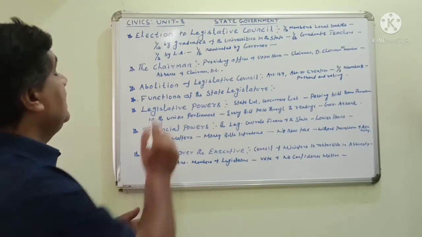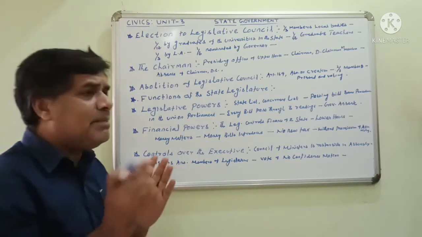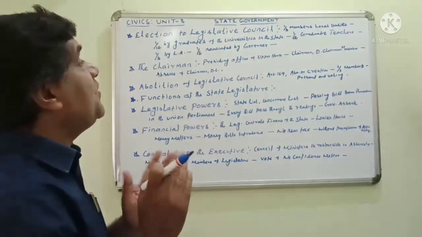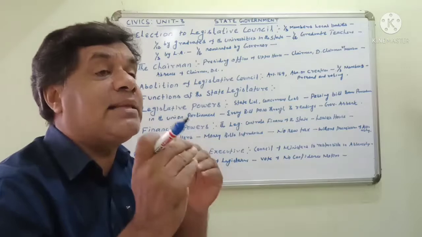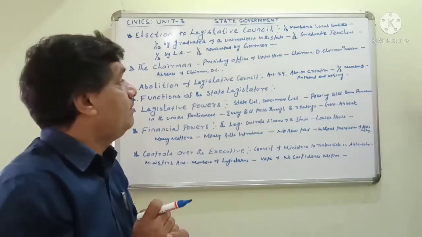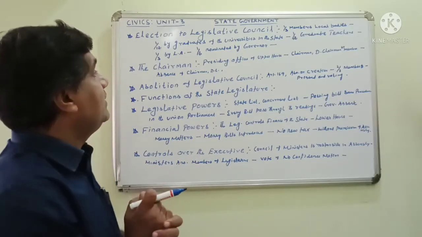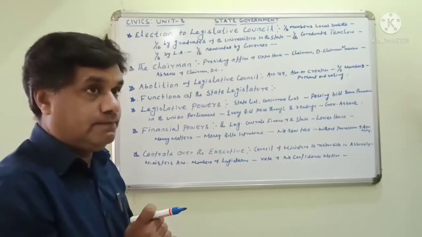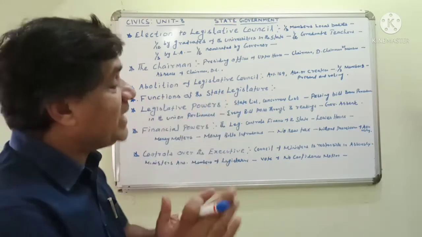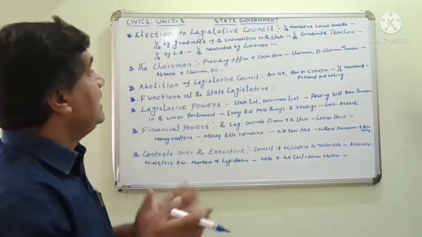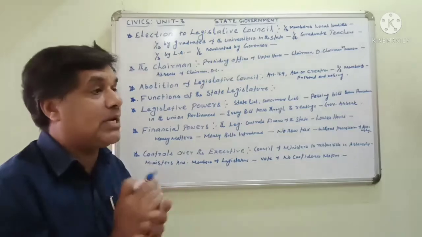Now, the chairman. The chairman is the presiding officer of the upper house. He presides over the meetings and sessions. He has the power to conduct the meetings in the upper house. The Legislative Council is one of the upper houses, and the chairman alone has the power of presiding officer there.